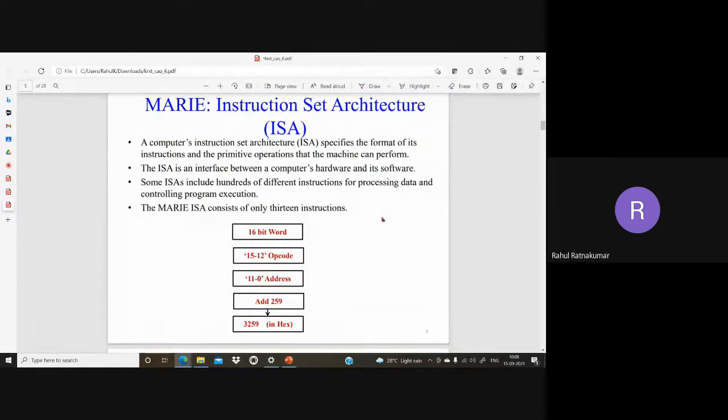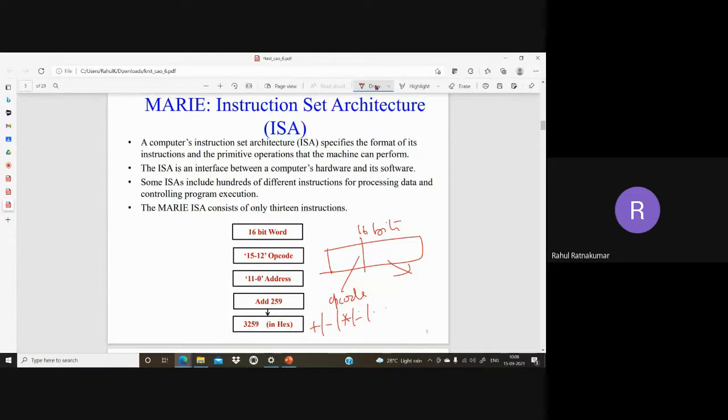Then we have to know the size of our instruction: how many bits, 16-bit, 32-bit, 8-bit. An instruction has to be some specific number of bits. For example, say we have 16 bits. With 16 bits, we have to decide how many bits will be the opcode, the operation code. That depends on how many operations we are planning: addition, subtraction, multiplication, division, logical operations, etc.